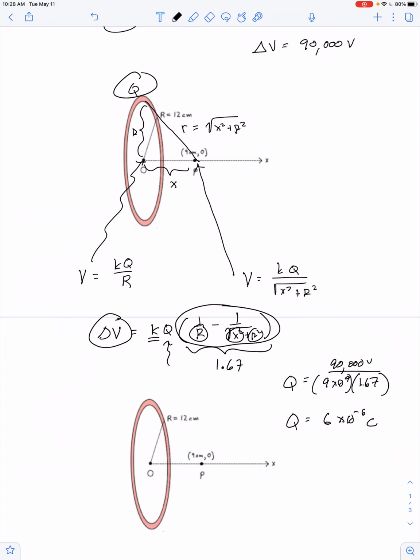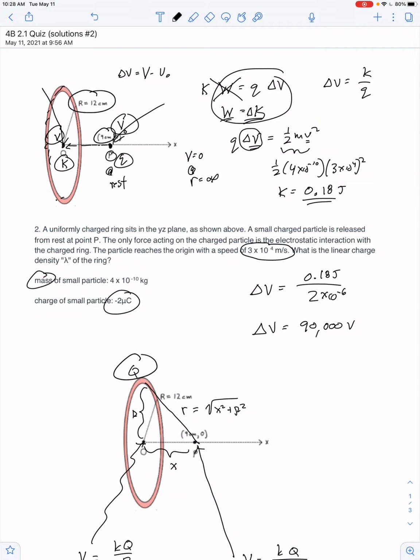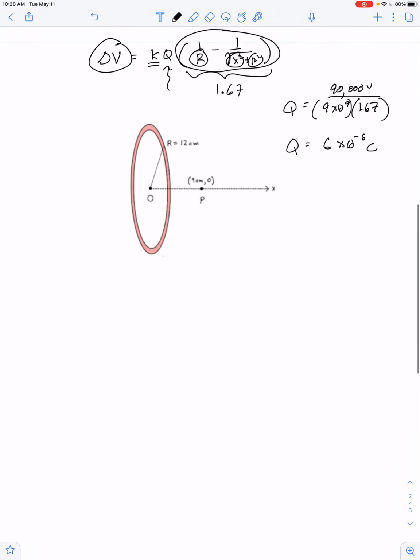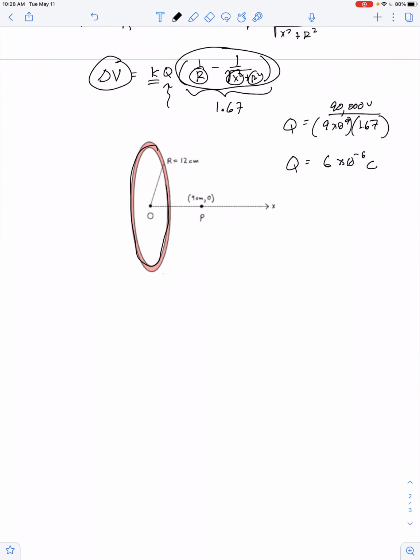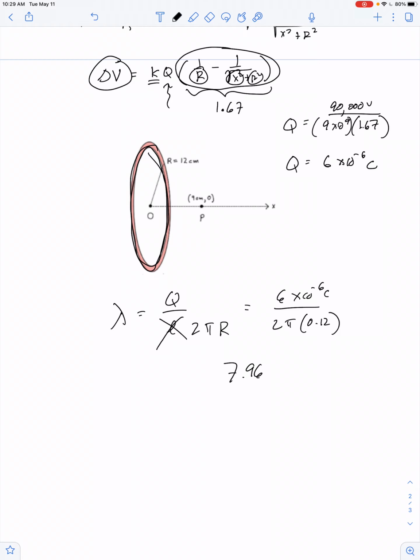But that's not what we're asked for. We're not asked for the amount of charge, we're asked for the linear charge density, the value of lambda. So all that charge is spread out around a circle. Linear charge density is the amount of charge per length, although the length around the perimeter of a circle would be 2 pi r. So 6 times 10 to the negative 6 coulombs divided by 2 pi times 0.12 meters gives us 7.96 times 10 to the negative 6 coulombs per meter.